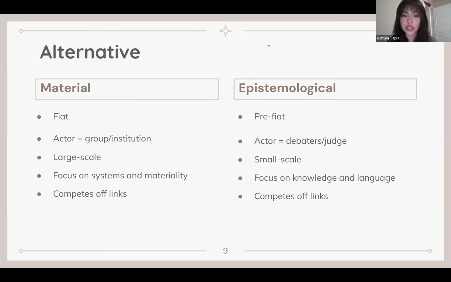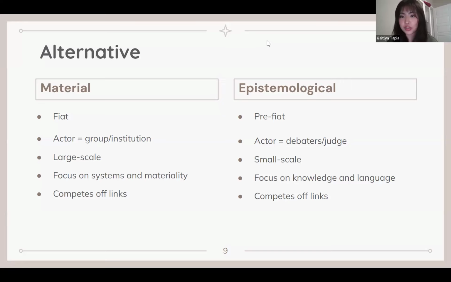These tend to be more large scale and focus on changing the overall power structure that you have outlined as problematic within the critique. It focuses on systemic material forms of violence, which are deeply ingrained within the government, within our social practices, etc. And it competes off of the links, and this is going to be true of both types of alternatives.